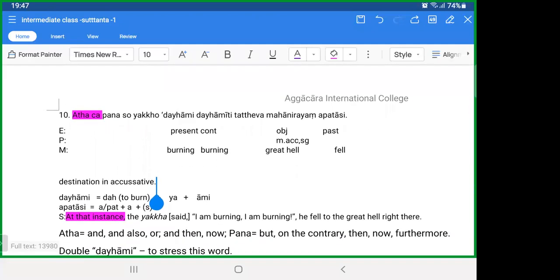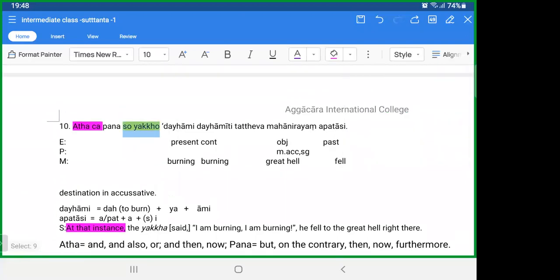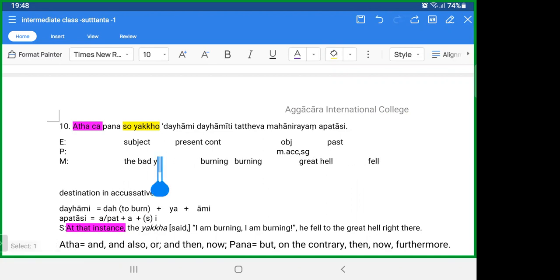Okay, now who is the subject here? Yako. Okay, which Yako? So Yako. Who is this Yako? The Yaka. Yeah, I know, but which Yaka? We have two Yaka, right? So which Yaka? The bad one. Okay. So it's talking about the bad Yaka, right? So finally you all understand that Yaka.